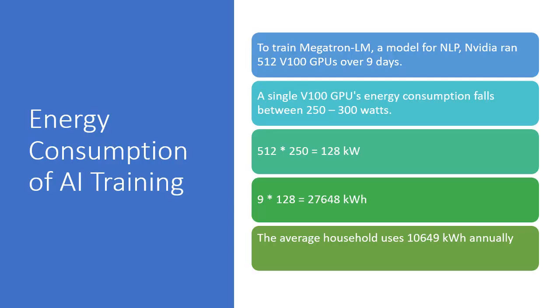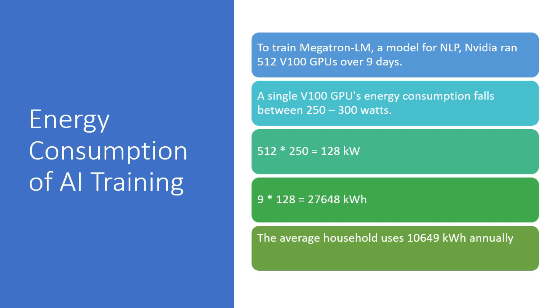For example, to train Megatron LM, a model for natural language processing, NVIDIA ran 512 V100 GPUs over 9 days. A single V100 GPU's energy consumption falls somewhere between 250 and 300 watts. Assuming that it takes 250 watts, 512 of them will consume 128 kilowatts. And running them for 9 days, that's 27,648 kilowatt hours of energy.